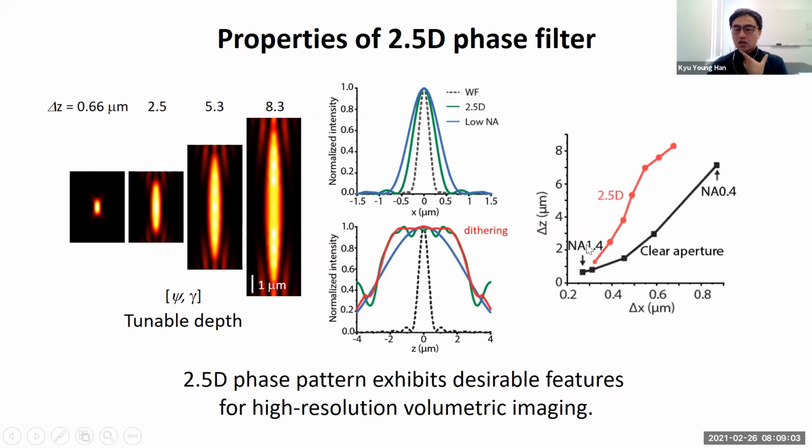If we plot the lateral resolution versus axial resolution, we can clearly see the main benefit of our approach. For example, if you want to achieve 4 micron imaging depth, compared to a clear aperture or low NA objective lens, the broadening of the lateral resolution is much less. So this is why we can obtain high resolution volumetric imaging.